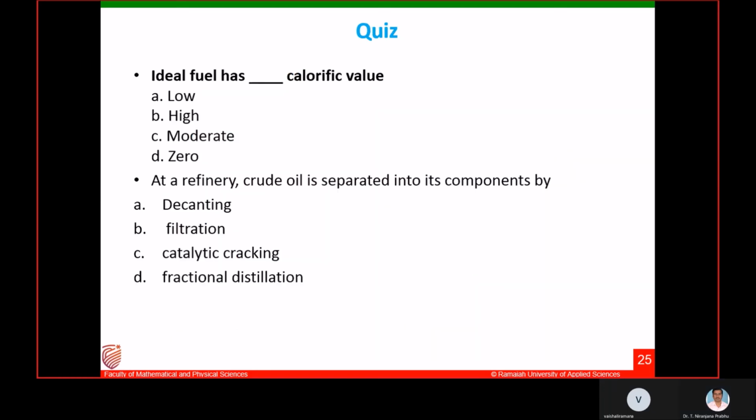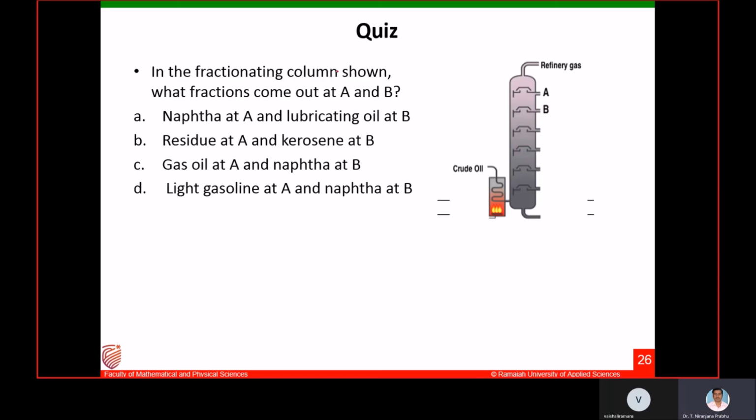Now, look at some of these questions, whether we can answer. Ideal fuel has high calorific value is the right answer. Ideal fuel definitely should have high calorific value. At a refinery, crude oil is separated into its components by fractional distillation. In the fractionating column shown, what fractions come out of A and B? So at this point, what is coming out? At A, it is light gasoline, that is petrol. At B, it is naphtha that is coming out. Okay, petrol, naphtha.